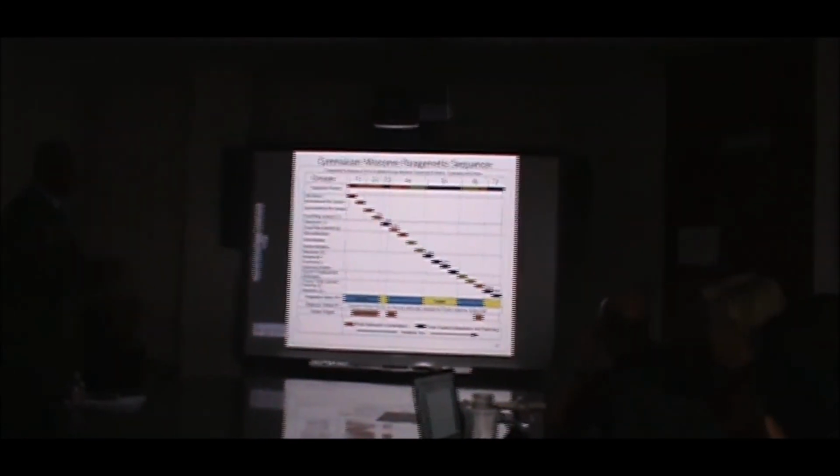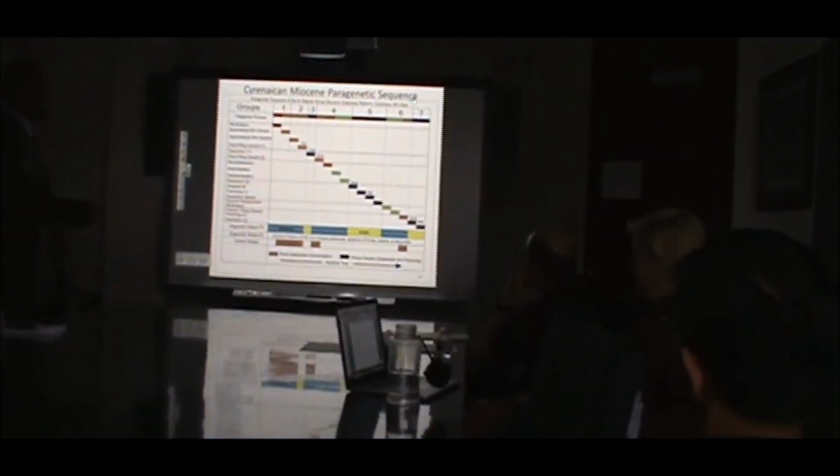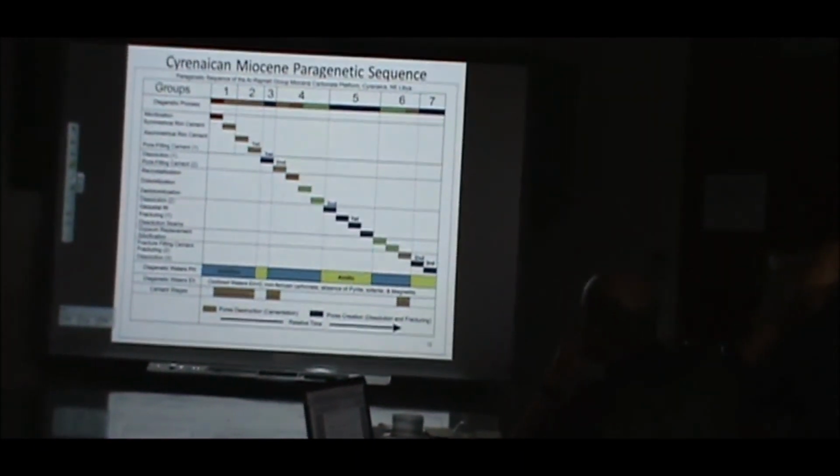So what did we come up with? We came up with this paragenetic sequence. We identified our events, and then we put these events in time order. This is the time direction. By doing that, we get the paragenetic sequence.